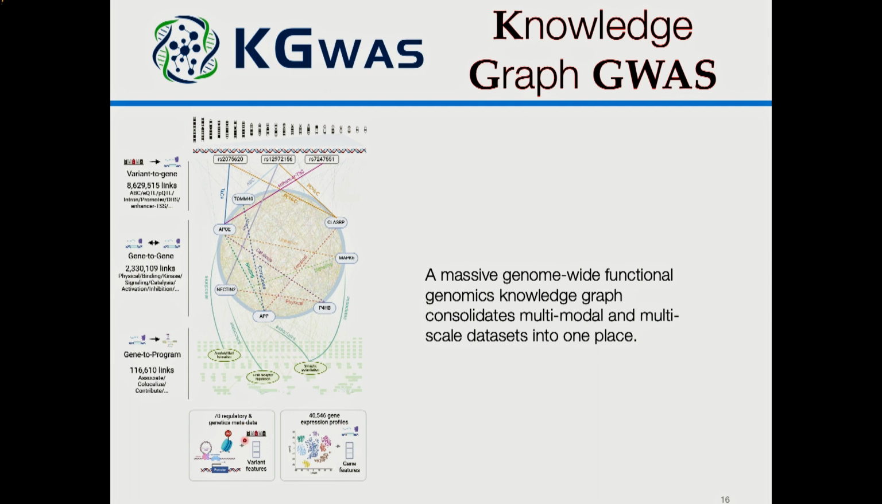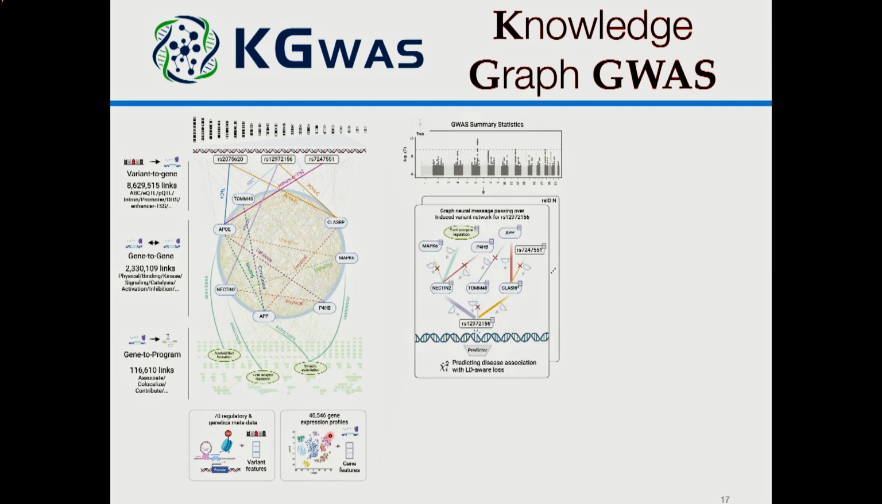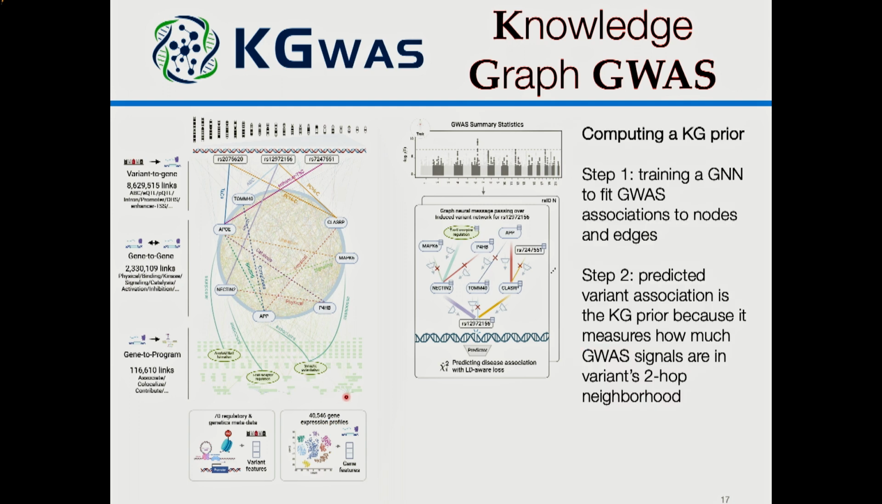And in addition to the relational information, we also curate lots of annotations for the variants, including the epigenetics profile, and similarly for the genes, including single-cell RNA experiments. So given the knowledge graph, we now want to create a method that can distill a knowledge graph prior, which measures the variant prior based on the knowledge graph information. So we develop an objective function to compute this knowledge graph prior. The basic step is we first train graph neural networks to fit the GWAS association to nodes and edges. This way, the node embedding and edge embedding implicitly capture the GWAS association.